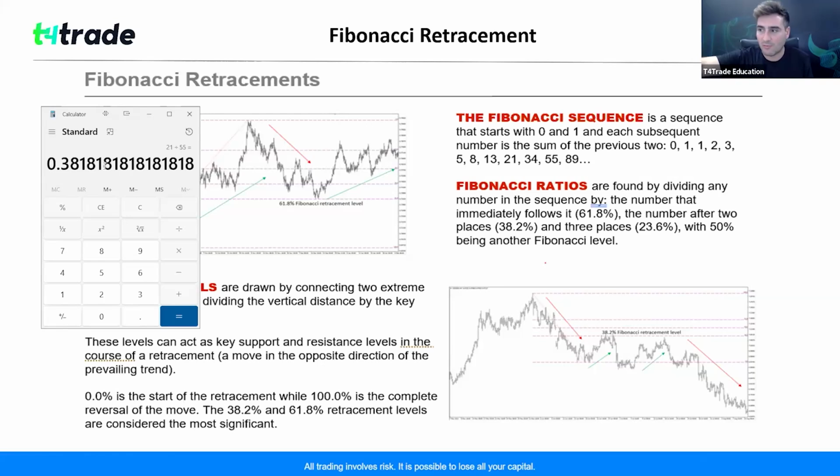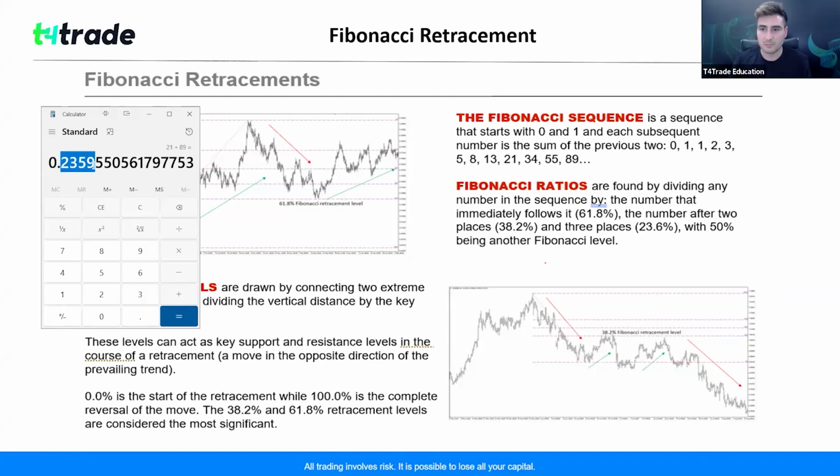Once you go from 89 onwards, and you add larger numbers, the ratio 0.618 becomes much more clear. It's not going to be 0.617. That's not the point. Okay, so if you want, for example, in this case, to get the 23.6, you do 21, divide that by 89, and you get 23.6.